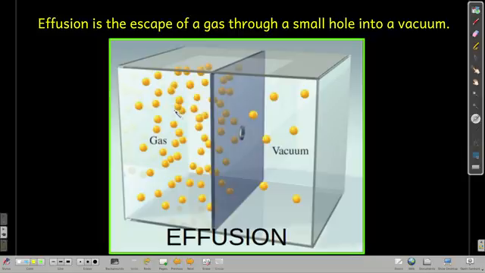One of these gases is lighter than the other. They're at the same temperature because they're in the same container. And remember, temperature is proportional to the average kinetic energy. So they have the same average kinetic energy, but remember, kinetic energy is equal to 1/2 mass times velocity squared. And we use the mean square speed.